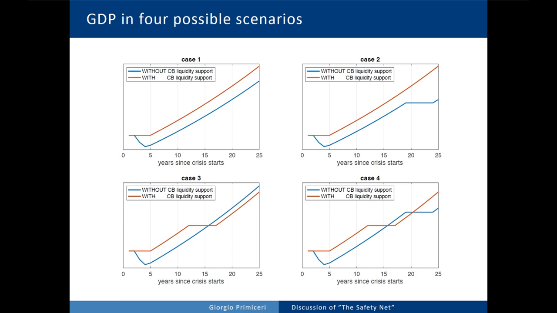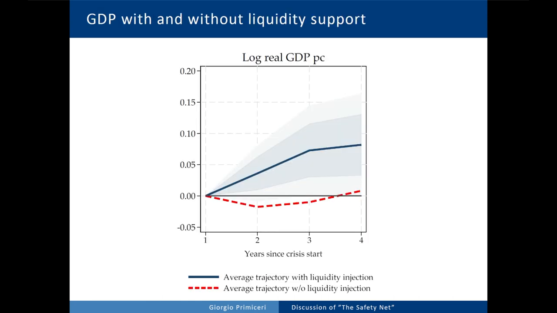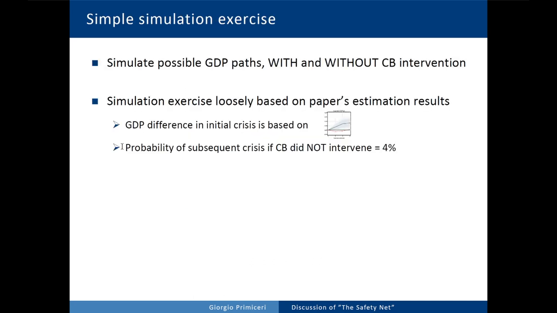All right, so I'm going to do this many, many times, having this crisis happening stochastically and calibrating the exercise on some of the results of the paper. For example, I'm going to calibrate the GDP difference in the current crisis between countries with an intervention by the central bank and a non-intervention based on this. This is what the paper estimates. So I'm going to use this number. I'm going to assume that this is a distance of 5, this is a distance of 8%, this is a distance of 7%.